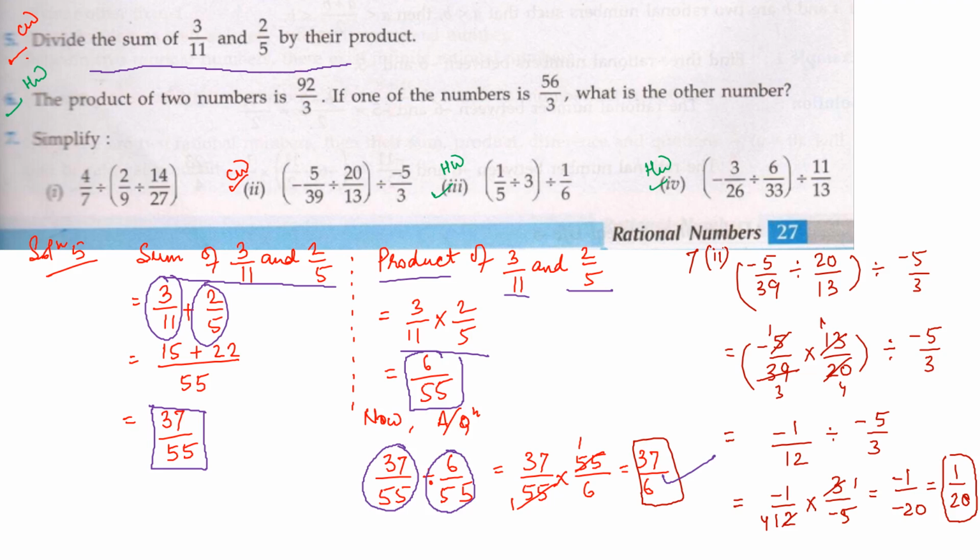Question number 7, simplify whatever is given, just do it that way. So the second part is done for you. You can see there. Then 2 are your homework, third and fourth. And question number 6 is also your homework.